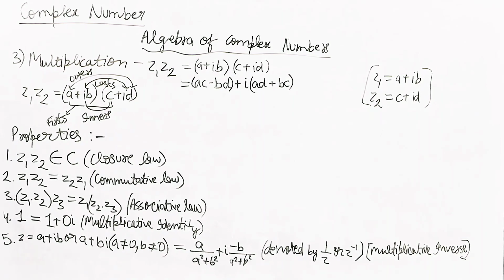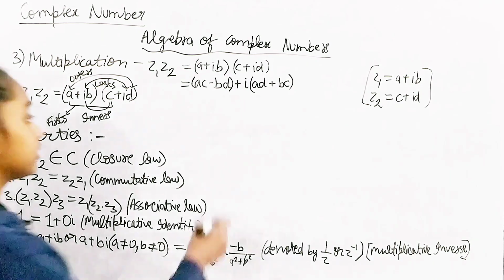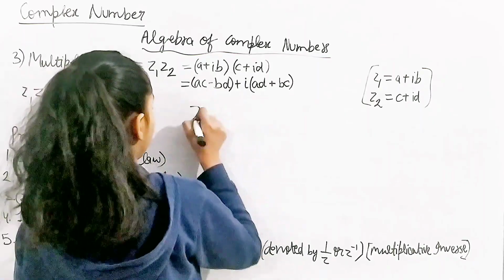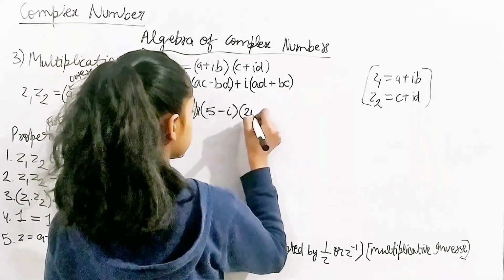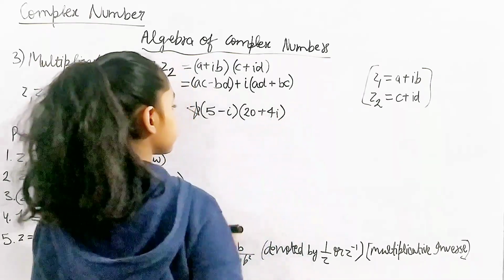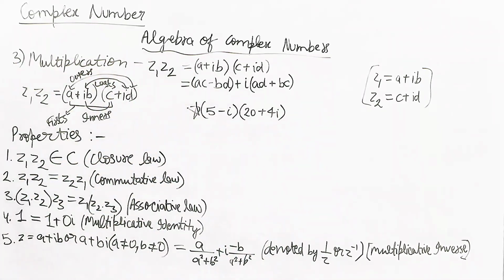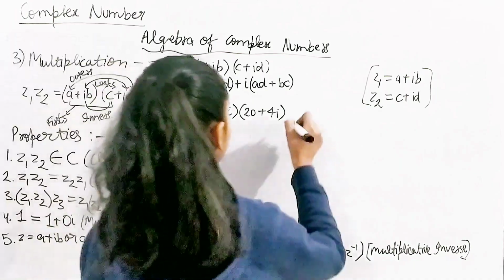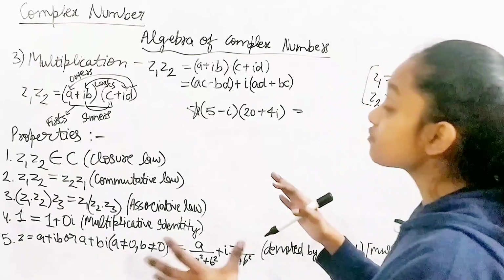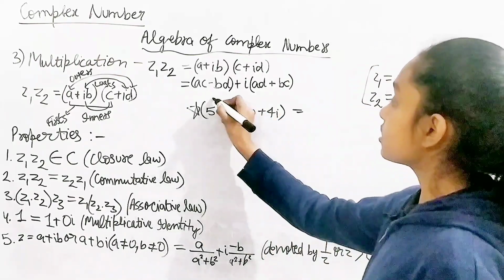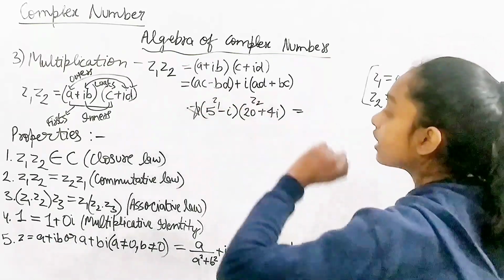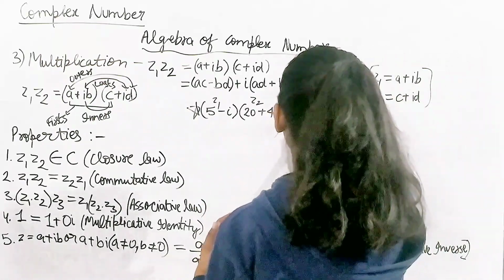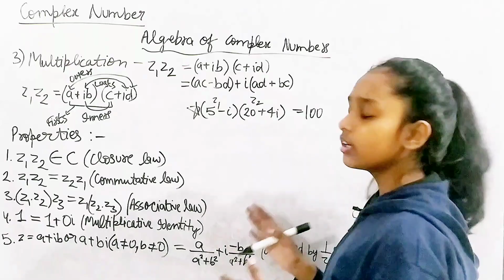We have to find z1 and z2. Our z1 is 5 minus iota, and z2 is 20 plus 4 iota. Okay, just have a look. This is like a small question for us. We have to find the product of z1 and z2. So this is z1 and this is z2, right? First, 5 with 20, what is it going to be? 100. Yeah, 100 is a century, right?